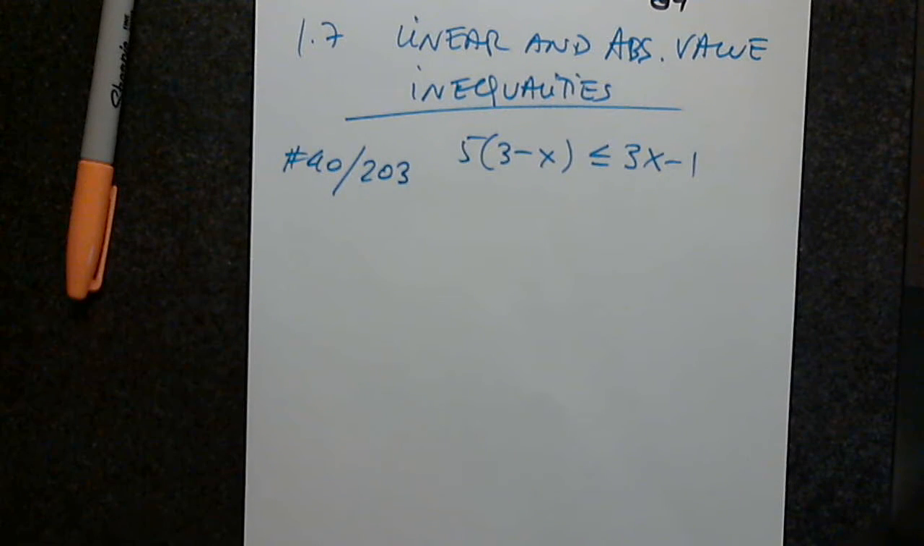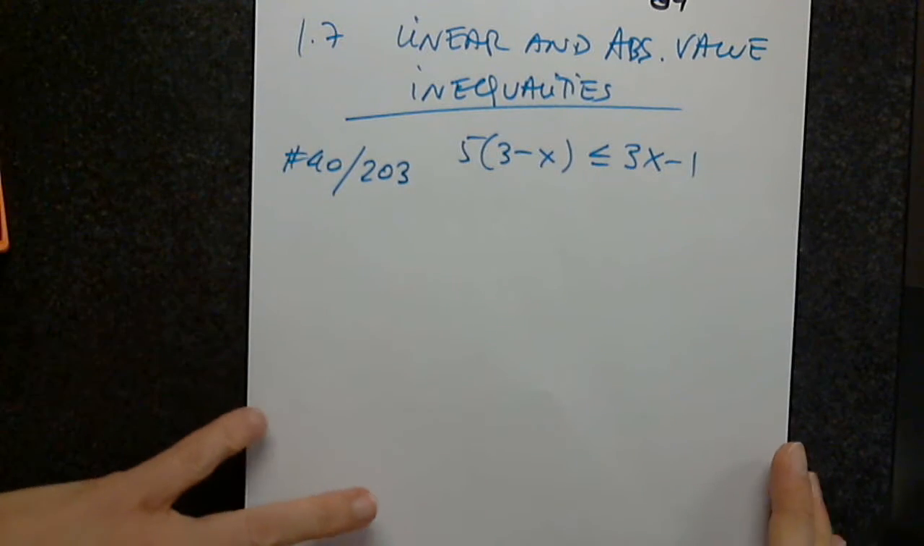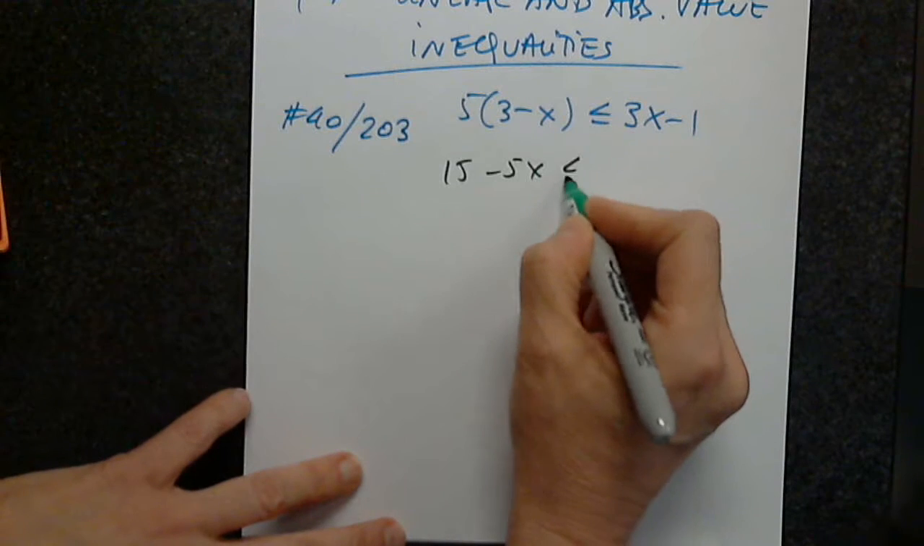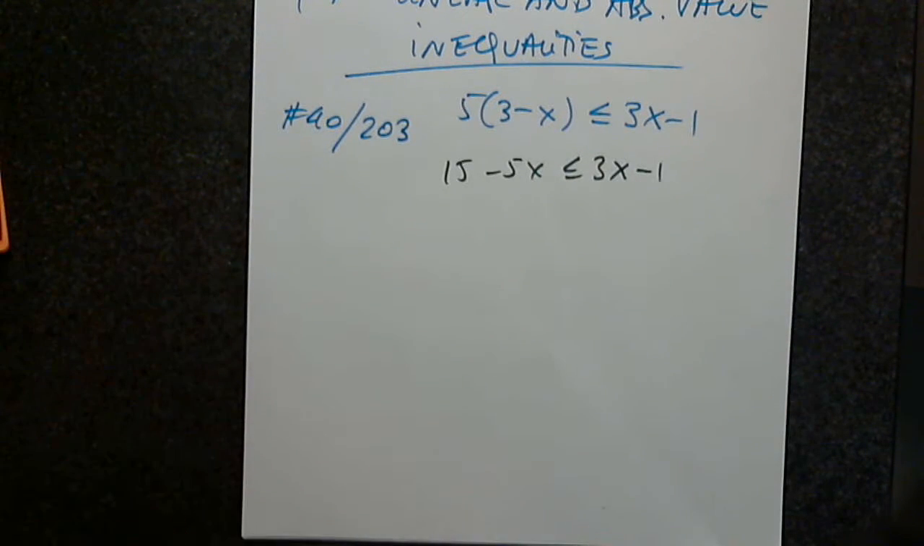What is the first step? Can anyone refresh our memory? Of course, indeed. 15 minus 5x less than or equal to 3x minus 1. I recommend keeping the variable on the left. However, it's not mandatory. But if you keep the variable on the left, you will, I think, not make a mistake when you write the solution in interval notation. I'll explain in a minute.